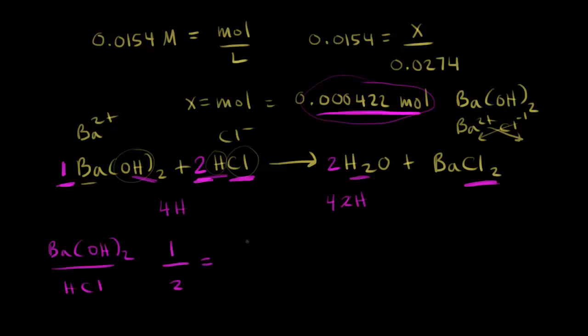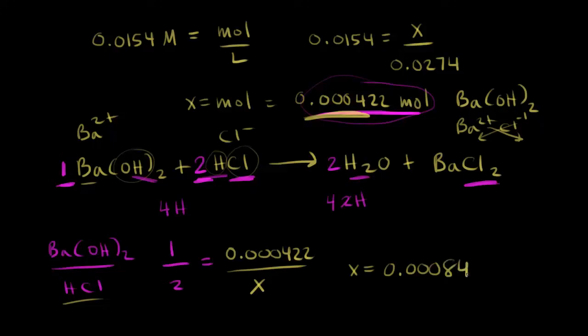Right, and our moles of barium hydroxide, let me go ahead and use a different color here. That's up here. That's 0.000422 moles of barium hydroxide. Our goal is to find how many moles of HCl were present. And so obviously you just need to multiply 0.000422 by 2. And so we get x is equal to 0.000844. That's how many moles of HCl we have at our equivalence point.